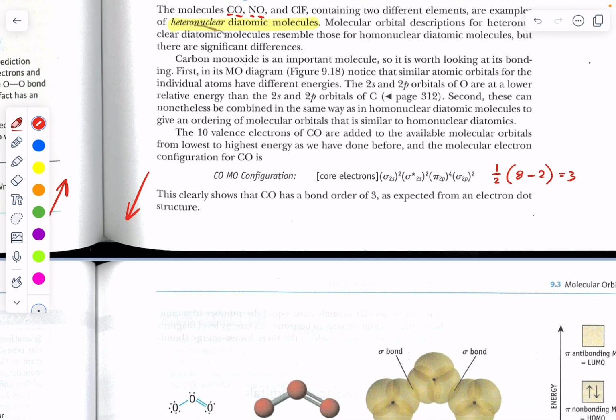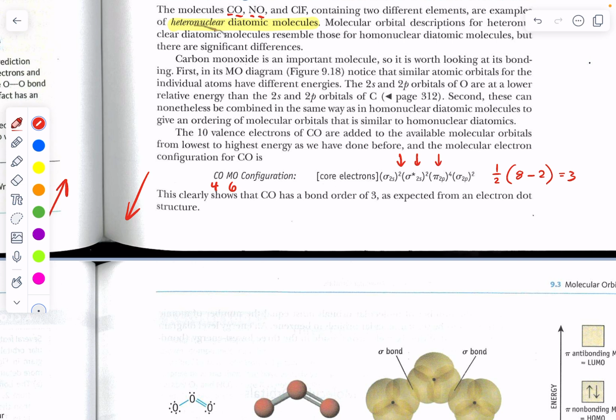Well, we know from personal experience. By that I mean we know as human beings that carbon monoxide does exist because people have died of carbon monoxide poisoning. And it's identified as such, so it must be stable. So if we look at carbon monoxide, carbon with its 4 valence electrons and oxygen with its 6 valence electrons, for a total of 10 valence electrons, there's 2 in the sigma bonding, 2 in the sigma anti-bonding. Then we go to the pi, and in the pi bonding, we have 4.